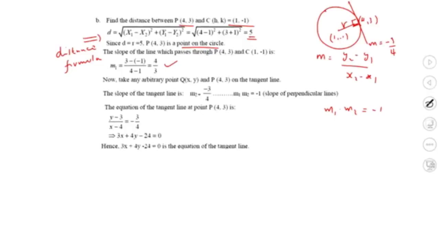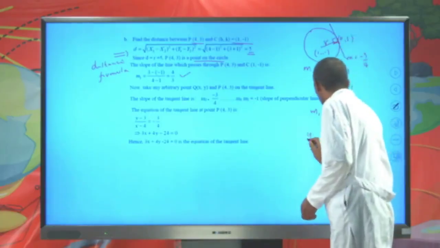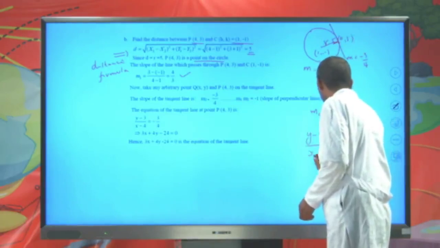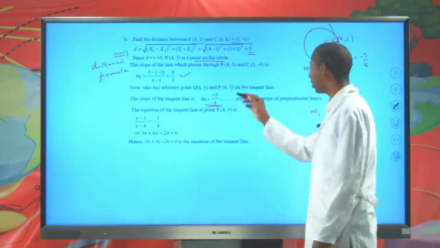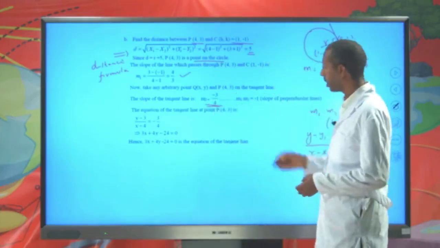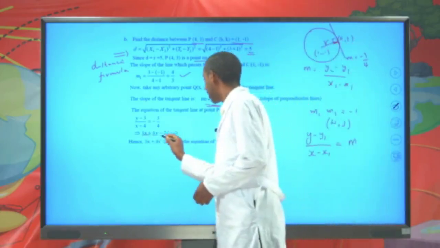Once we know the gradient of the tangent line, using this formula, (y minus y1) over (x minus x1) is equal to m. Here, the point x1 and y1 are 4, 3. So in place of y1, we replace 3, y minus 3. And in place of x1, we replace 4, x minus 4. We already mentioned the gradient is -3 over 4. Then if you simplify this equation, you will get this standard form.